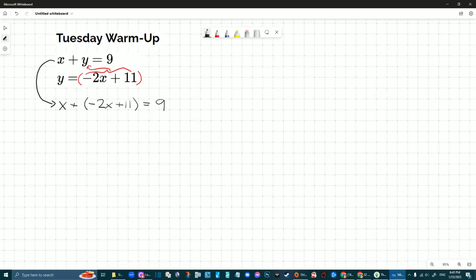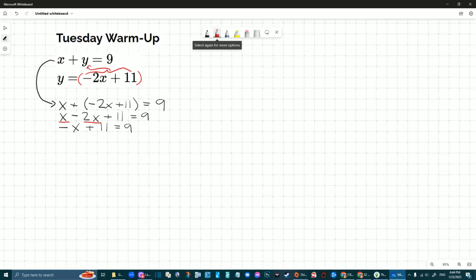There isn't a coefficient in front of that y, so there isn't anything to distribute. So this just becomes x, and then plus minus is minus 2x plus 11 equals 9. After we distribute or get rid of parentheses, we should check for like terms, and I see an x and a 2x that I can combine, and x minus 2x is going to leave me with negative 1x plus 11 equals 9.